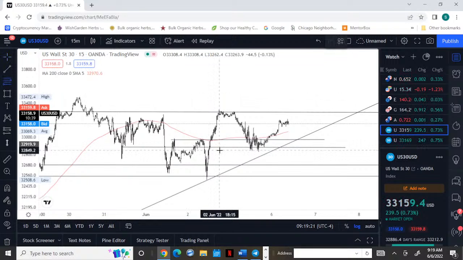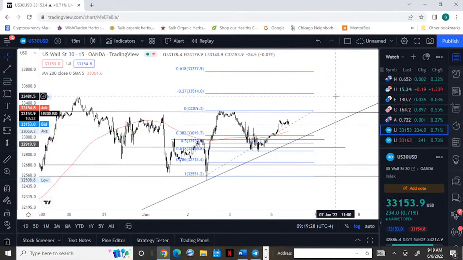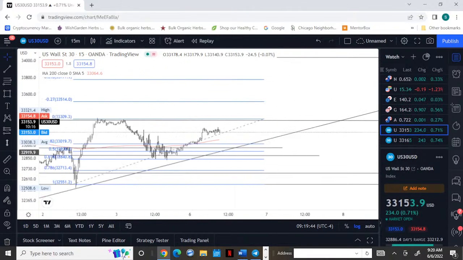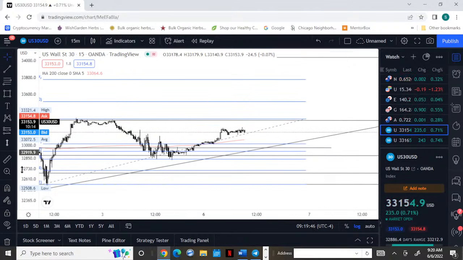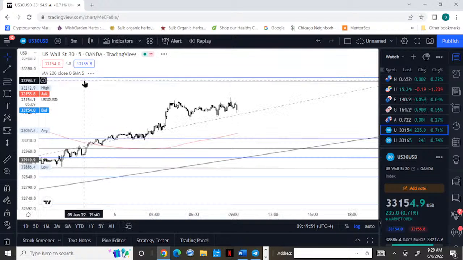And since we had this minor structure fib, we're gonna wait. What time is it? It's 10 minutes until New York session market open. So let's see. And it's definitely consolidation right here. I'm gonna go down to the 5 minute. Let's see.